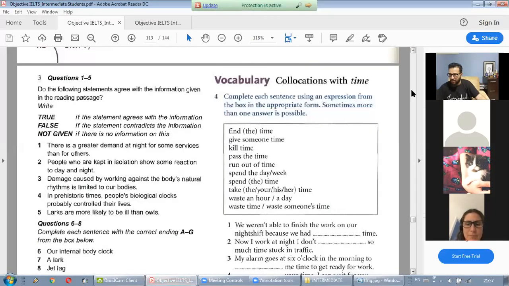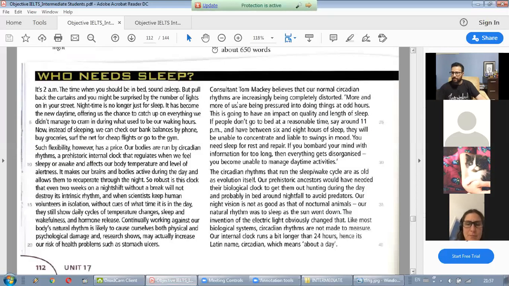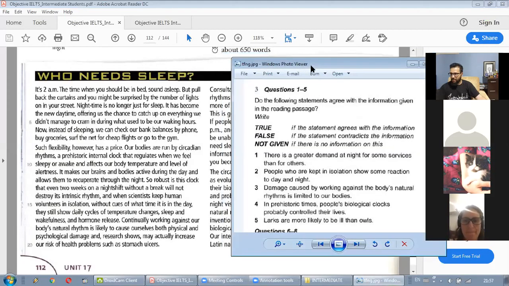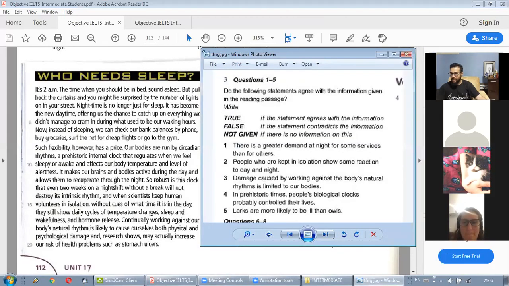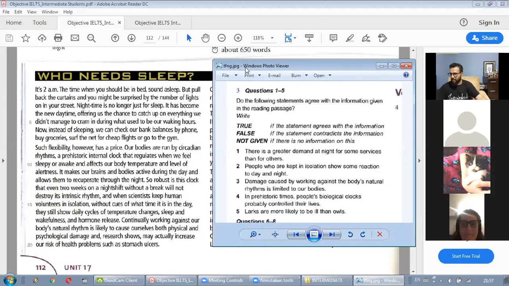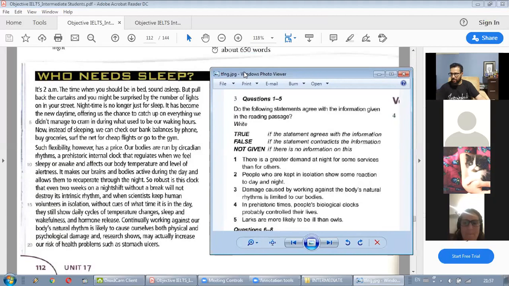Okay, so let's go back to the text. Boom. Okay, who's typing? Which book are you using? Okay, I'll send you a copy of this book, Elena. This one is the Objective IELTS. This one is not for test, it's for general practice. Eu te mando depois.